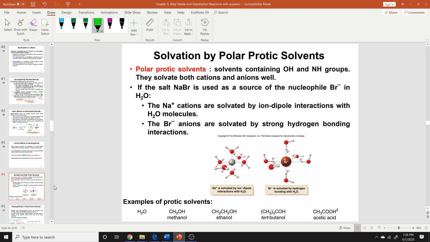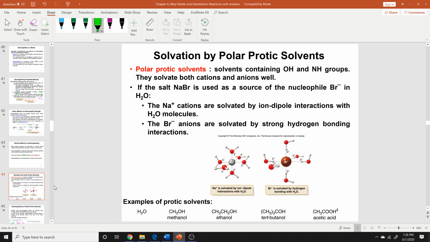So there are two types of solvents: polar protic and polar aprotic. And these types of solvents will also drive the type of mechanism of the reaction, whether SN1 or SN2. Polar protic solvents contain OH bonds and NH bonds.